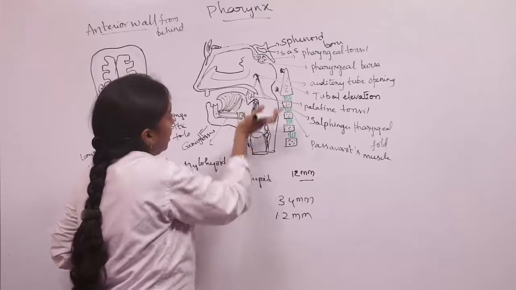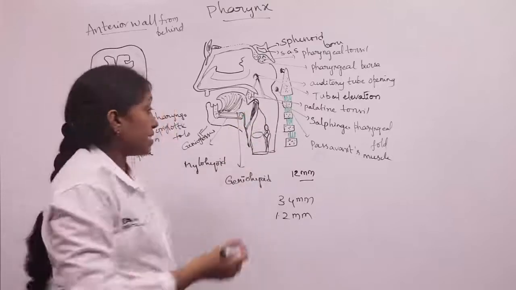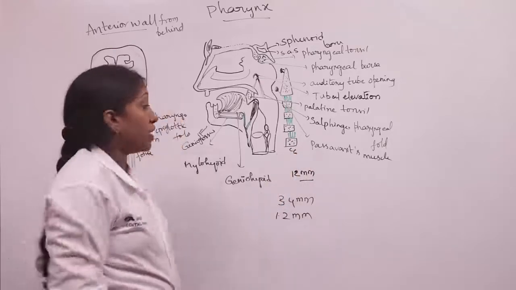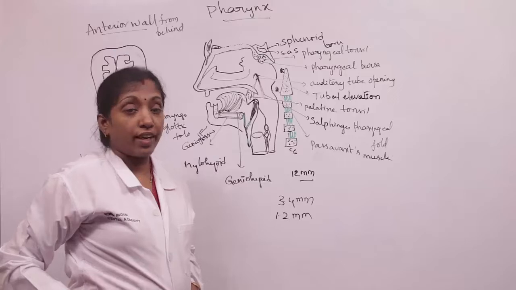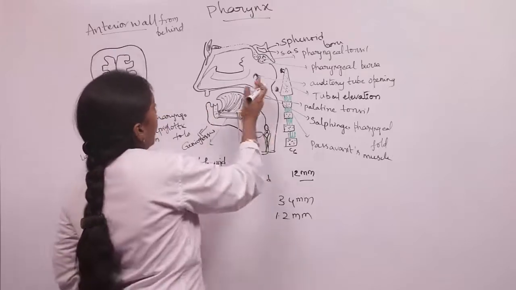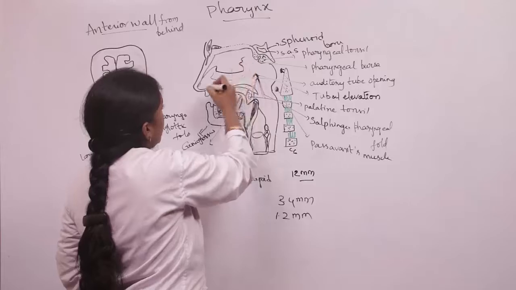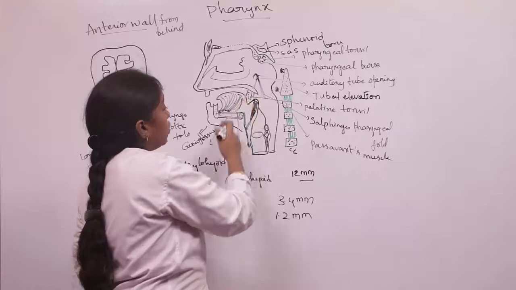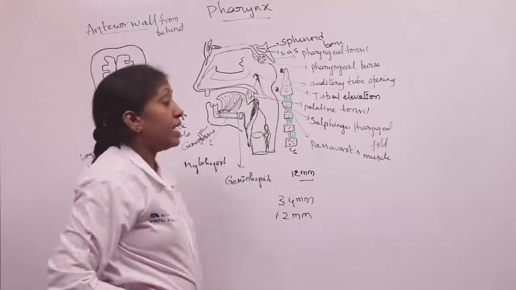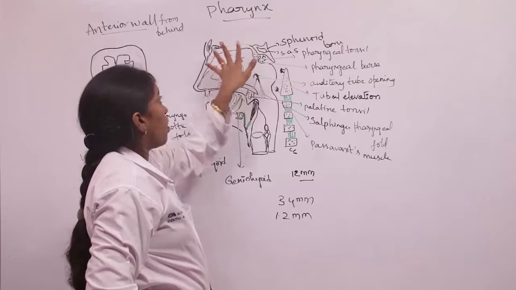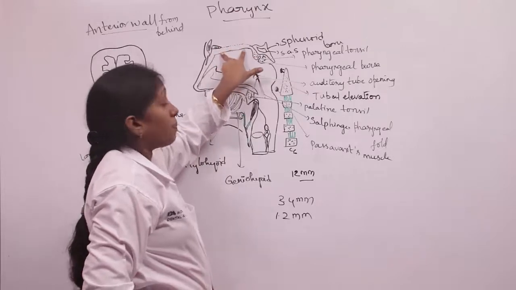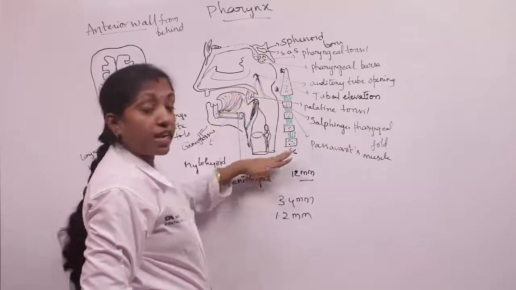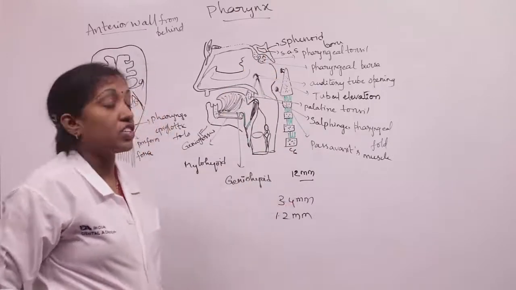Coming to below, it is continuous with the esophagus at the pharyngoesophageal junction at the level of C6 vertebra. At the level of C6 vertebra, the pharynx continues as the esophagus. Above it is bounded by the basilar part of the occipital bone, sphenoidal air sinus, and anterior arch of atlas. Below it is continuous with the esophagus at the pharyngoesophageal junction.